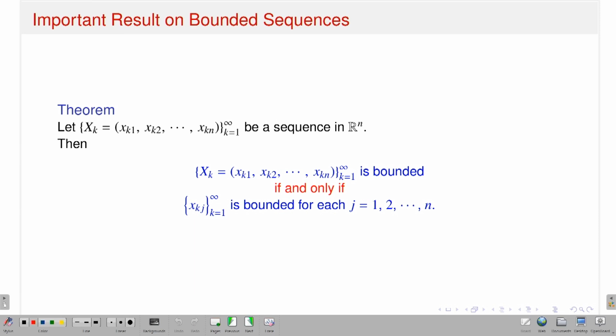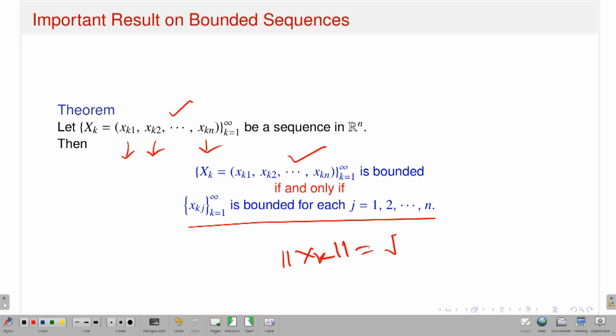Okay. Now, as I told you, there is a relation between a bounded sequence in Rn and the corresponding bounded sequences in R. So, this is the one. If I have a sequence capital Xk, these are the corresponding component sequences in R. Then capital Xk is bounded if and only if all the component sequences in R are also bounded. It is straightforward to prove. You just use the definition of norm of Xk and the definitions of bounded sequence in R and Rn, then you will be able to prove it.